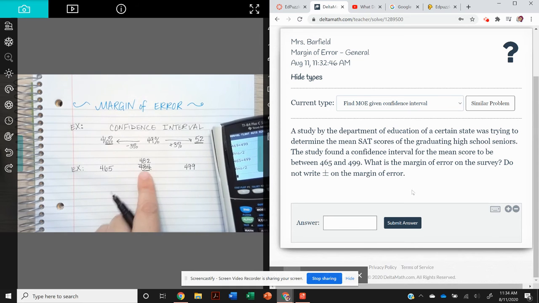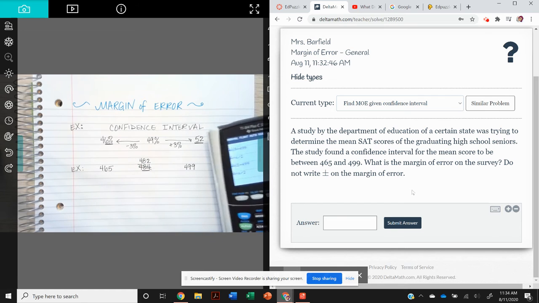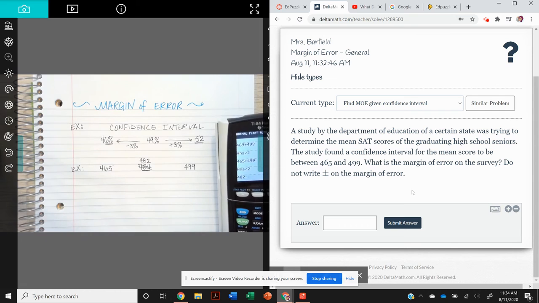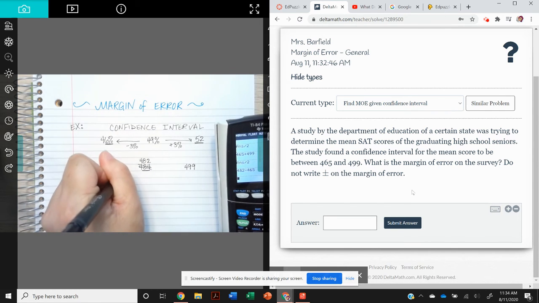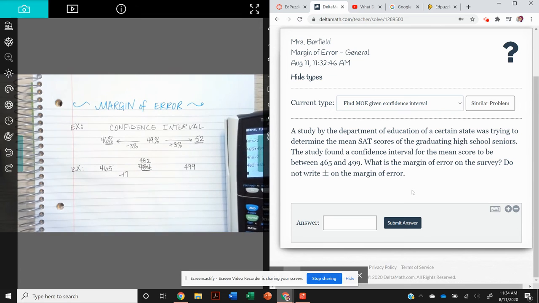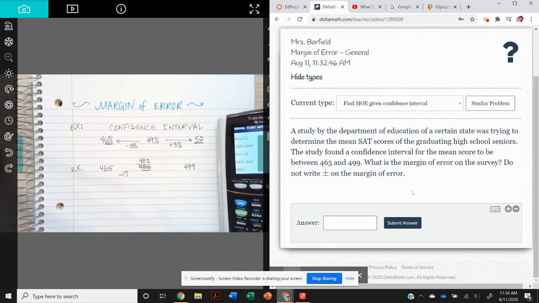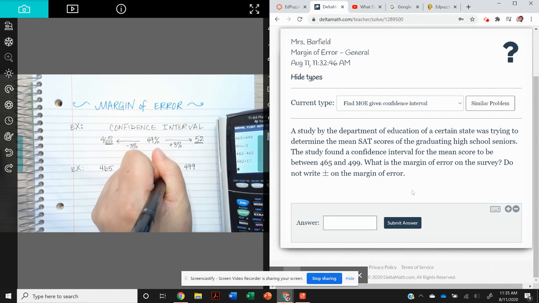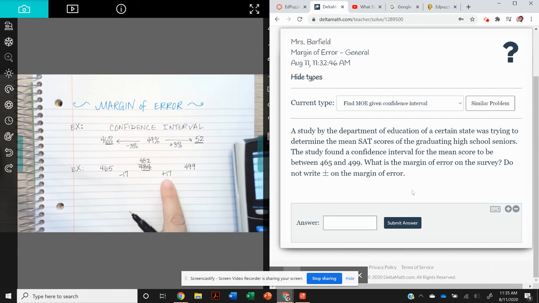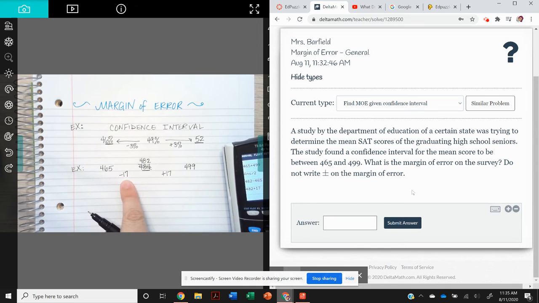Now I need to figure out how far away I am, and hopefully it's the same distance on each side. So 482 minus 465. So let's say I subtracted 17. I'm going to take 482 and add 17 to check my work. Look at that. So there's my margin of error, plus or minus 17.